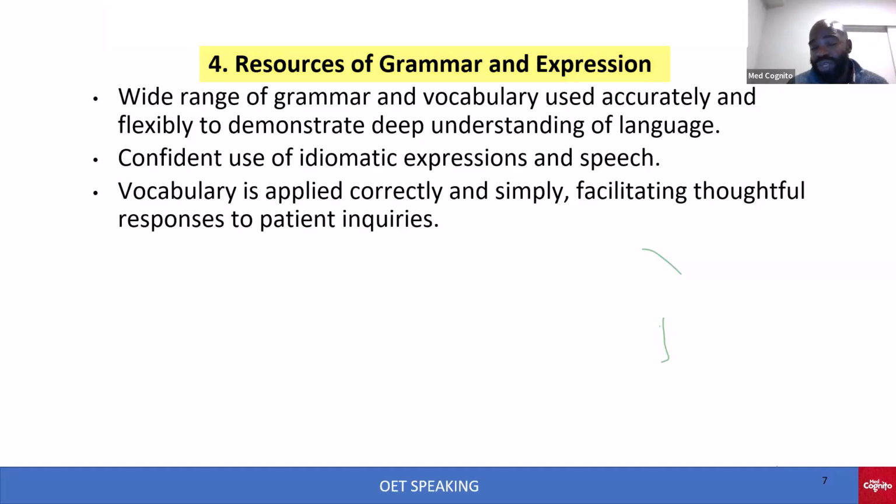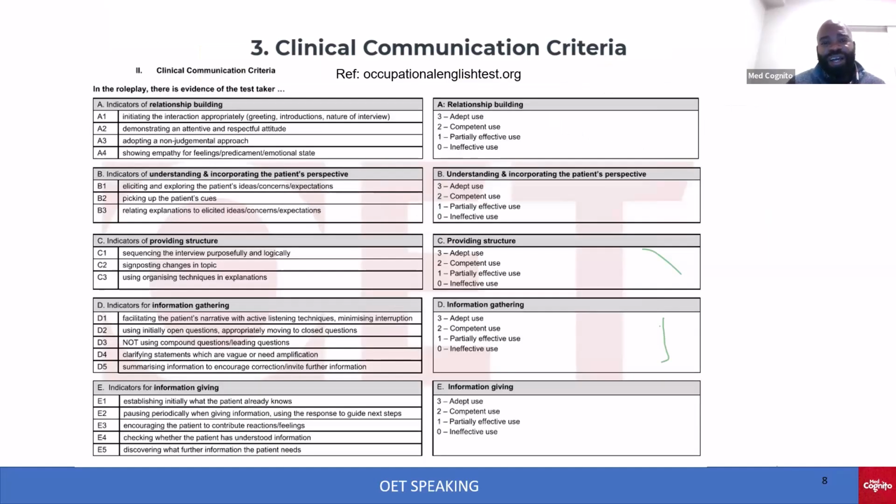The final criteria for which you are evaluated under for the OET speaking test is what we call the clinical communication criteria. Now, under this criteria, essentially what you are being evaluated for is if you are acting as a medical professional. And so a few things are being looked at during this session.